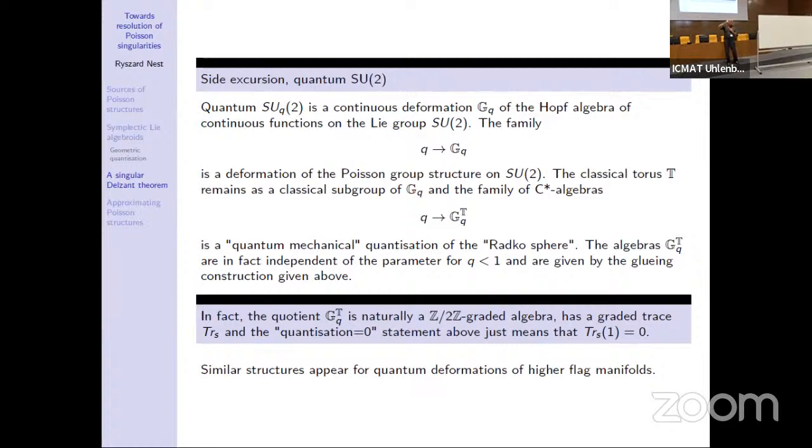So this algebra, because of its north and southern pole structure, it becomes Z mod 2Z graded. So supersymmetric. And it has a corresponding super trace. Now, the statement that Ira made that quantization is 0, it just means that the super trace evaluated at 1 is 0, nothing else. Well, this is for SU(2), same thing happens for other compact Lie groups.